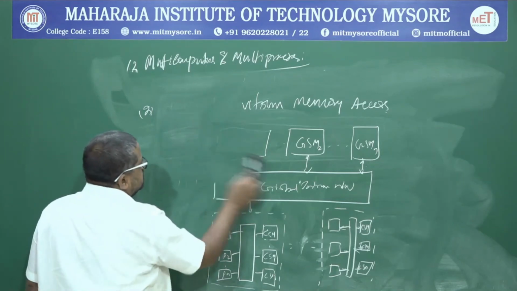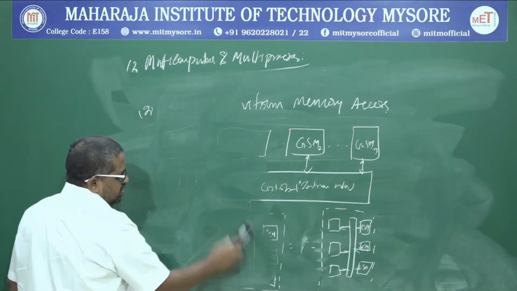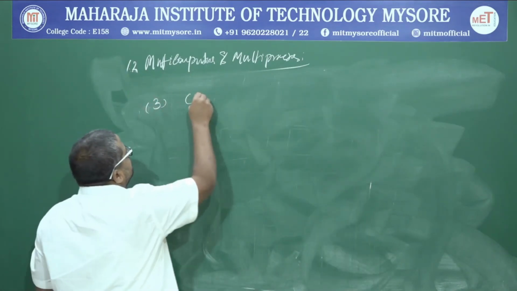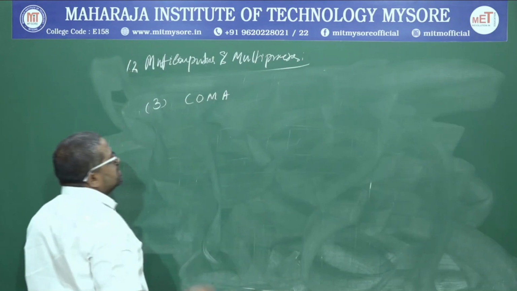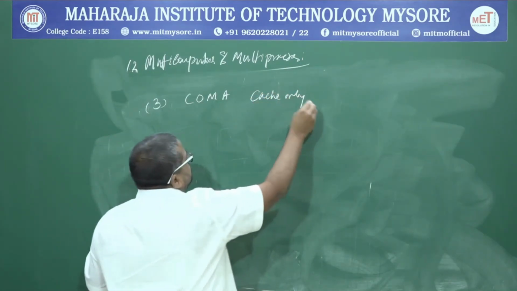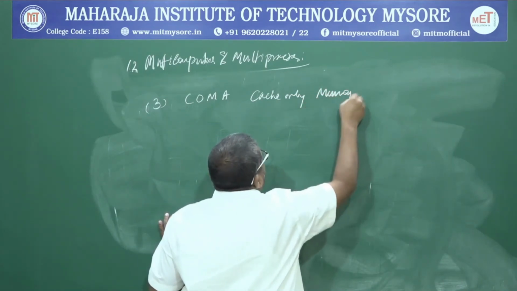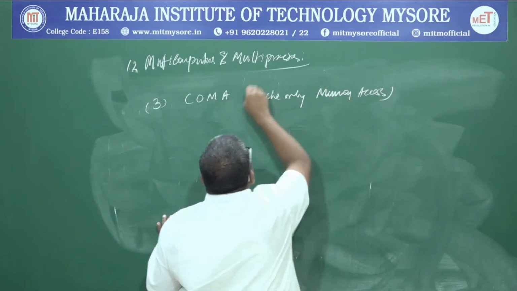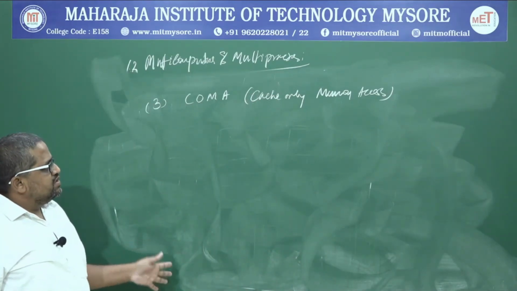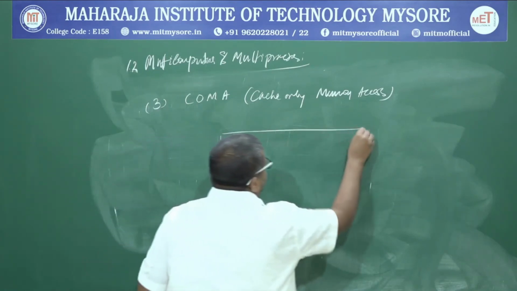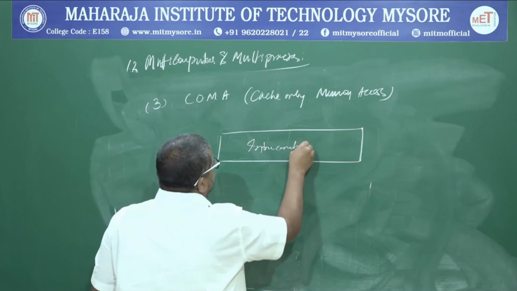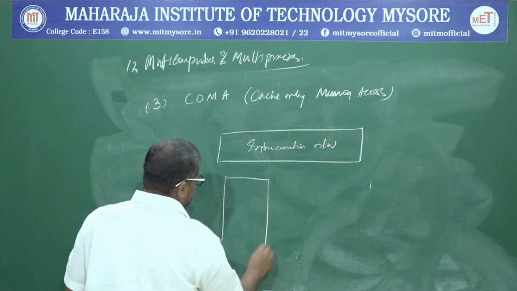We will go to the third one. What is the third one? COMA, cache only memory access. Now, if you look into the block, it is going to be an interconnection network.